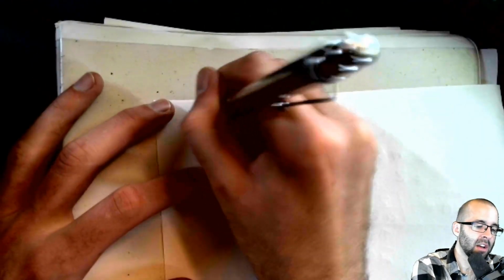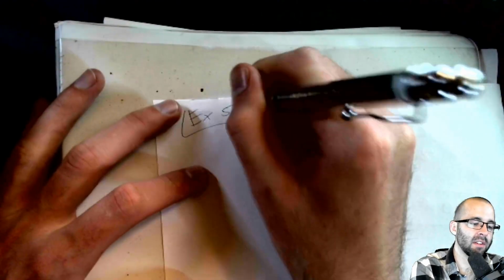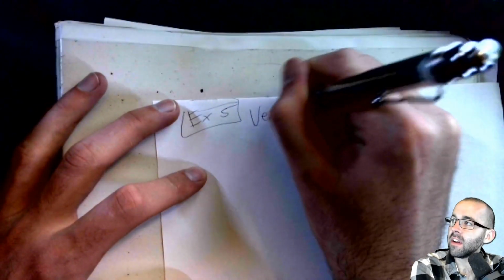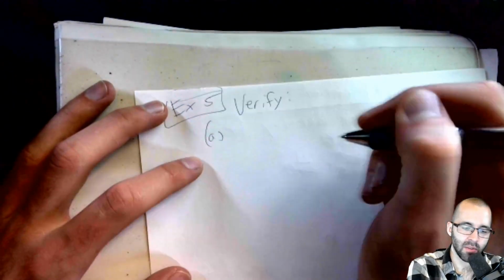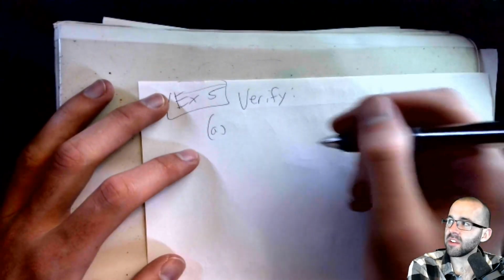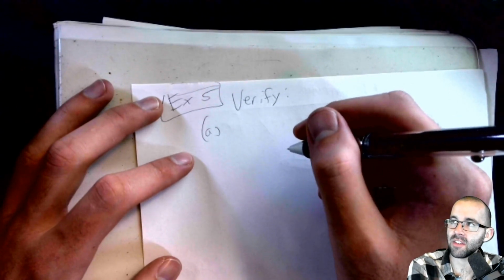All right. 2 final verification examples to really tie it all together. All right, verify these. We're going full circle. This is how we started the section. This is how we're going to end the section.